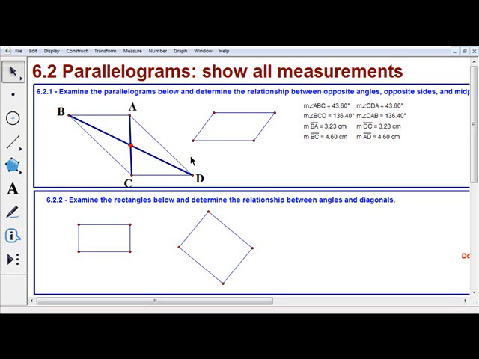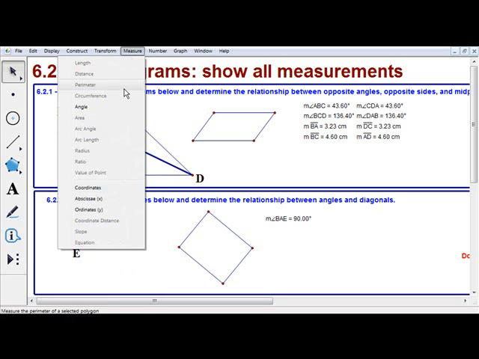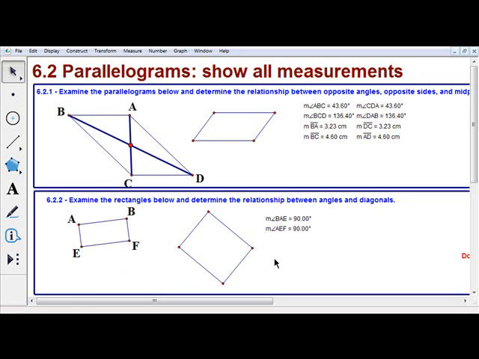Okay, now when we move down, a rectangle is a little more specific type of parallelogram. It's a parallelogram whose angles are what? Angles are right angles. So if we measure each of these, again in this example down below, what you're going to find is angle A in this case is equal to 90. Angle AEF is equal to 90.